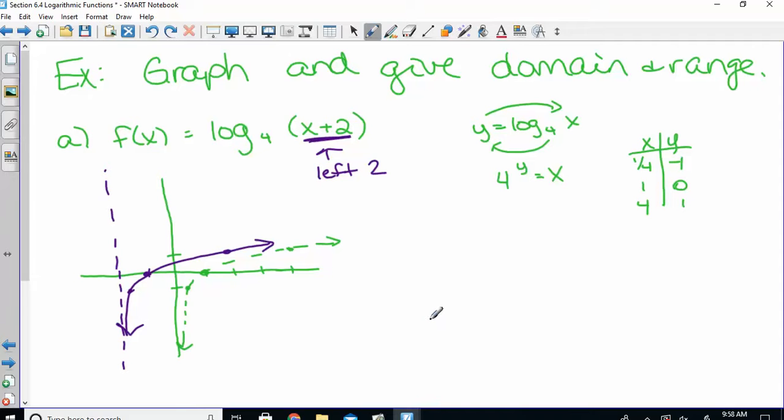So it looks like that. What is the domain of this? -2 to infinity. What's your range? -infinity. Good.